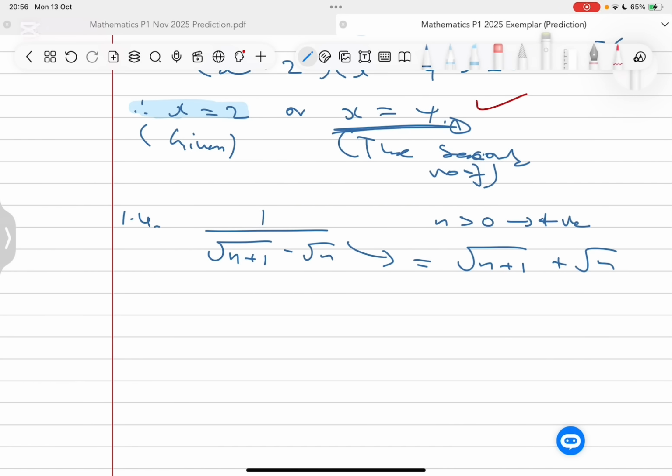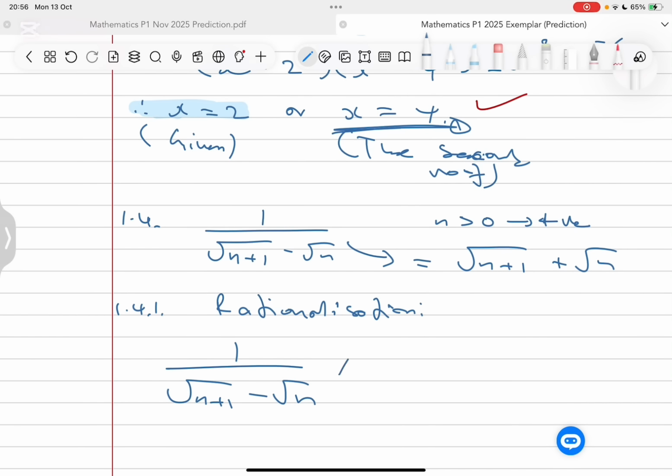Interesting question. Now, there is a trick to do that. To move from here to get to that, you have to rationalize this expression. So I'm going to write the word here, rationalization. We have to rationalize. So now to rationalize, I'm going to take my original expression, 1 over root of n plus 1 minus root of n, and then I'm going to multiply this by the root of n plus 1 plus the root of n, all over the root of n plus 1 plus the root of n.